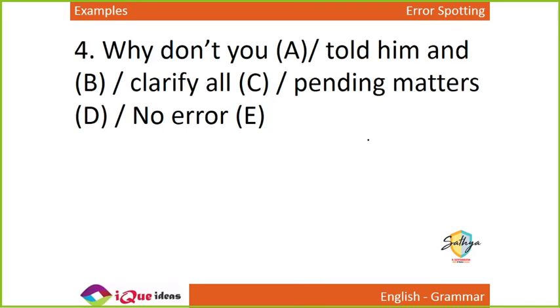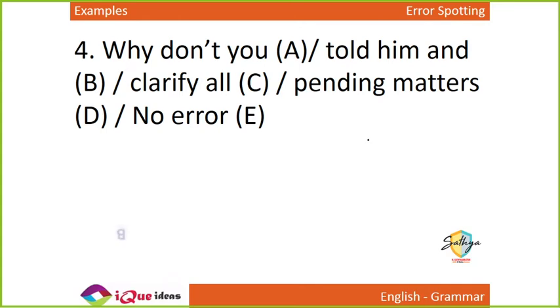This is easy. Why don't you told him and clarify all pending matters? I, in fact, literally told you the rule in the previous question. Whenever the word did not is used, the verb which comes with it must be in the present form. Told is the past tense. Don't you, right? Did not, do not. When some verb is used with it, it has to be in the present form.